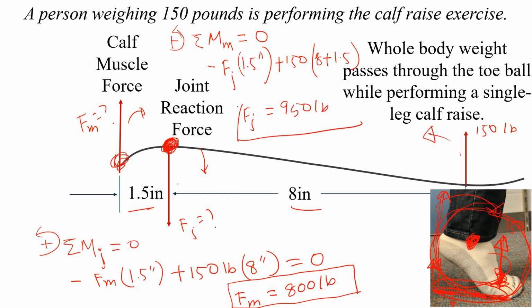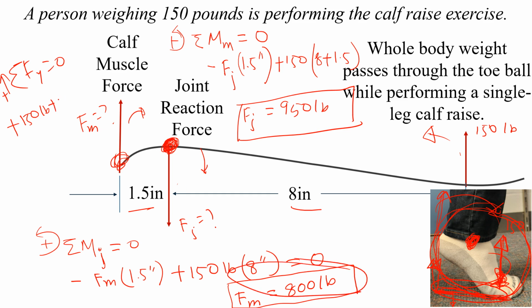There is another way you can find it without taking moments, because you can do summation of Fy equal to 0. Let's say upward direction is positive. We already know the body weight, 150 pounds, plus we have calculated this muscle force, 800 pounds. So we can do the 800 pounds minus the joint force, everything sums to 0. That will also provide the joint reaction force, 900 pounds.